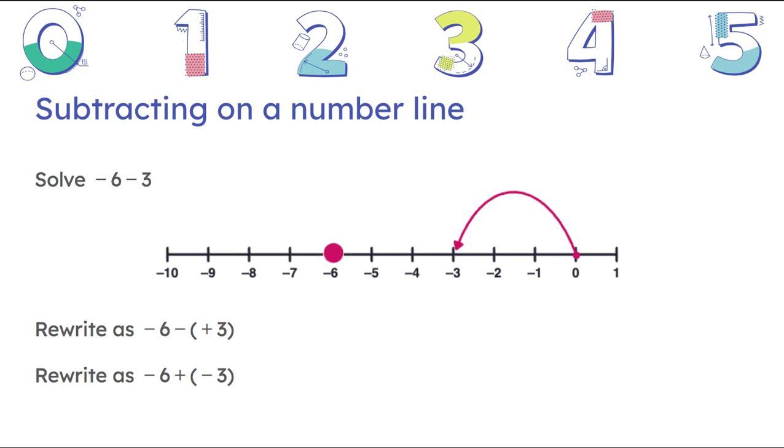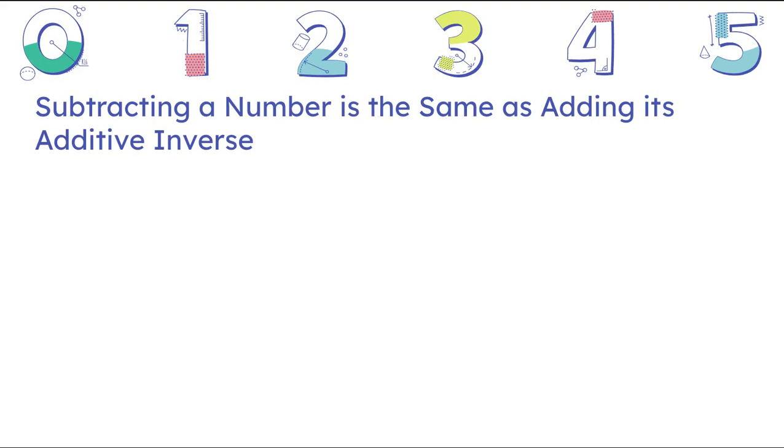We can do that just by moving our model of -3 over here to start at -6. And we see we still end up at -9. This shows us that both expressions, -6 minus +3 and -6 plus -3, are equivalent because they both represent the same integer, -9. And we can see how our new concept that subtracting a number is the same as adding its additive inverse works.